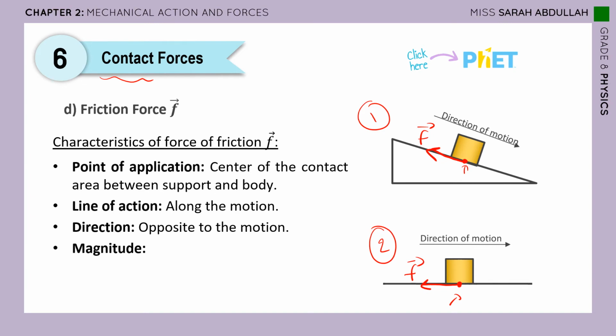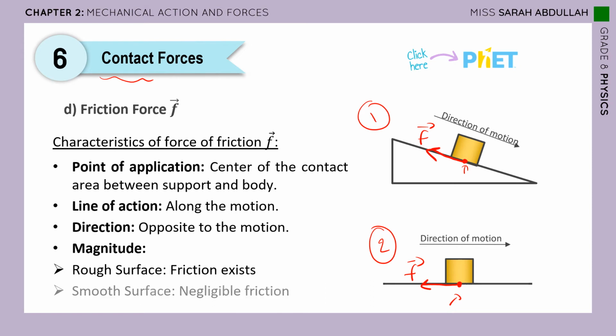I'm not going to talk values here, but I'm going to say that if I have a rough surface, then friction exists. It means that we have friction. But if we have a smooth surface, it means that the friction is negligible. All right? So you guys be careful on a question. If I said that the surface is smooth, then you don't consider friction. But if I said that the surface is rough, it means that friction actually exists.